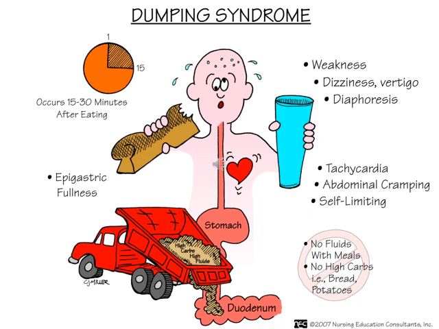So usually a total or a partial gastrectomy would be your high-risk patients, and your weight loss surgeries where in fact they have basically bypassed a big part of the stomach and hooked up at the jejunum. So you'll see the symptoms, tachycardia, palpitations, and then you see no fluids with meals, no high carbs. The high carbs, both simple and complex, can be very problematic.